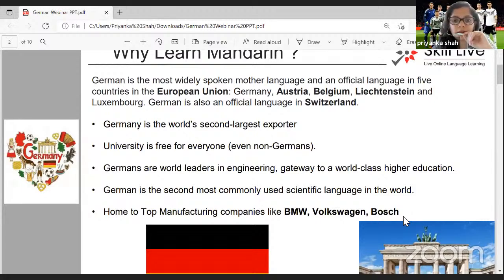So Germany is the world's second largest exporter. It exports a lot of things to other countries.